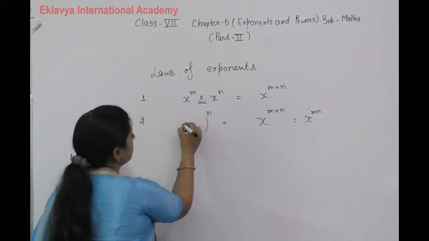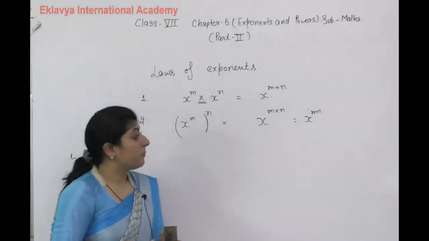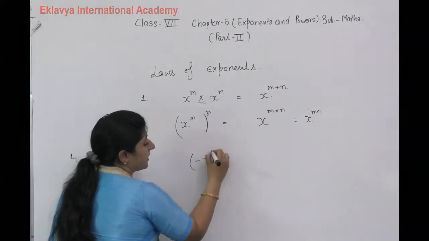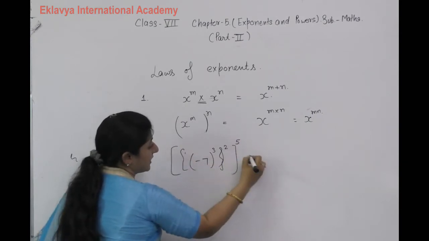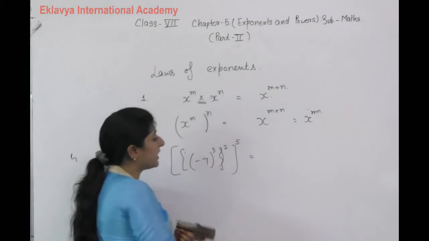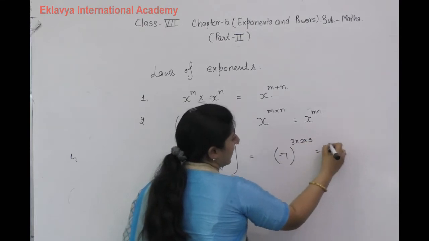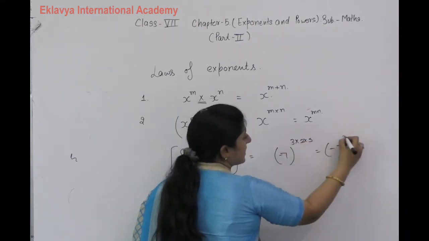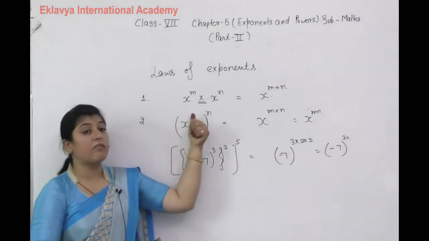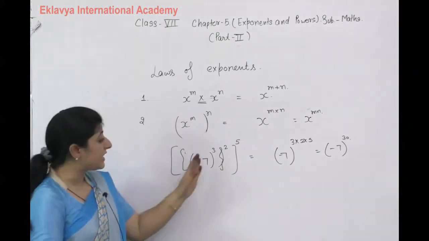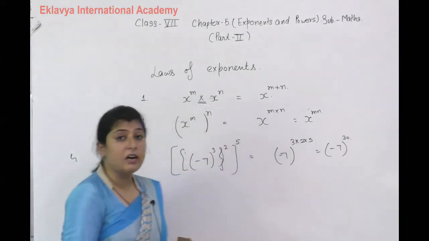Another example. Suppose minus 7 power 3, power 2, power 5. In this case also it is power of a power, so we multiply: minus 7 power 3 into 2 into 5, minus 7 power 30. This is our answer. So whenever we have power to power, we multiply. It doesn't matter if it is 2 times, 3 times, or 4 times. Power of a power means we multiply all the powers.